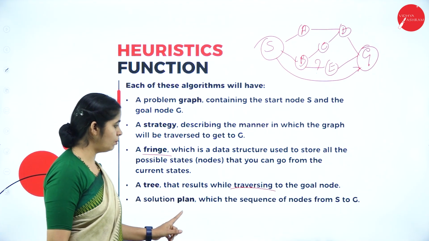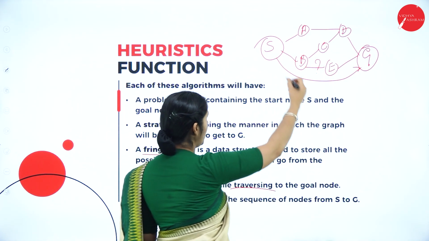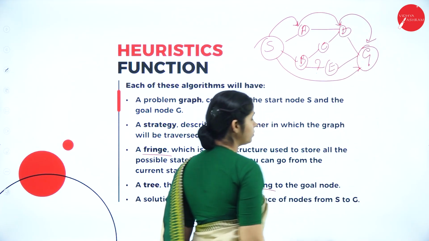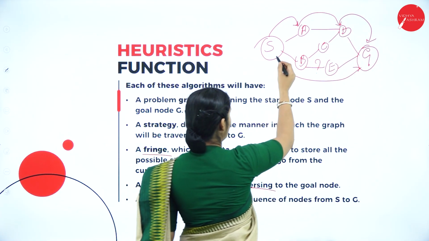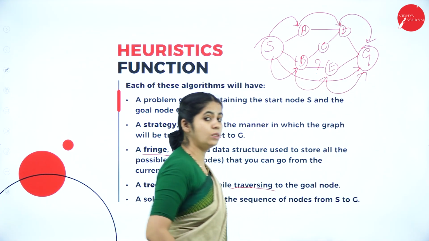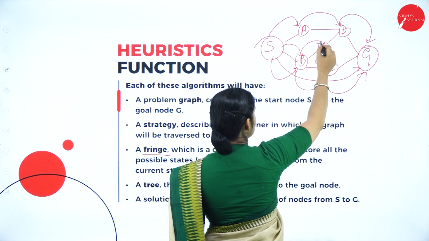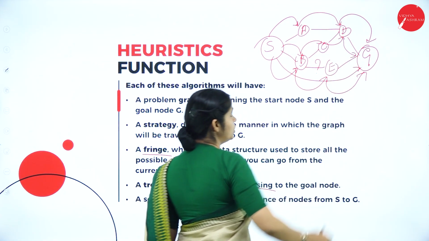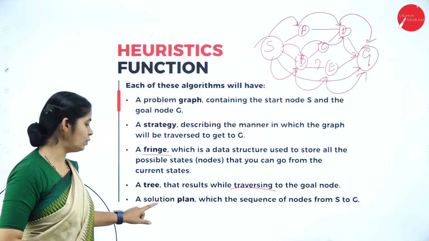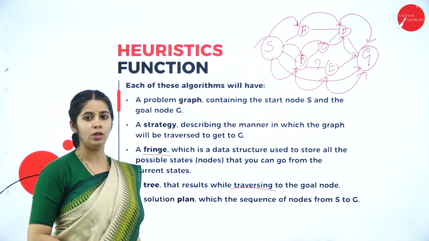What should be the solution plan? It is a sequence of nodes from S to G. How can I reach G? I can reach from S to A to D and D to G. That is one way. Or I can reach from S to B, B to E, E to G. That is one more way. I can also use S to B, B to C, C to D and C to G again. So there are different ways we can reach a possible solution. So we should have a solution plan with the sequence of actions to reach the goal.